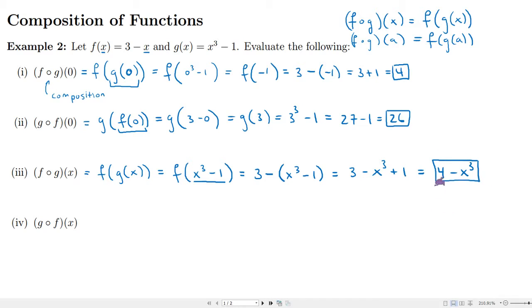And you can check yourself real quick with this first one that we did. If you were to plug in 0, what would we get over here? Well, if I plug in 0, then I'll get 4 minus 0, which is 4. And that matches our answer up here.